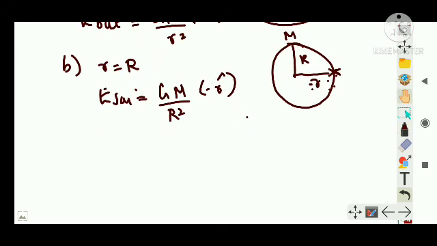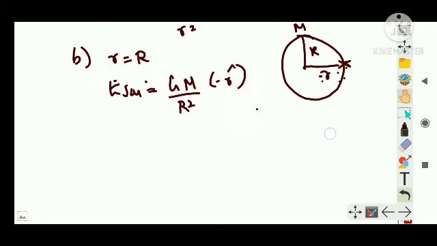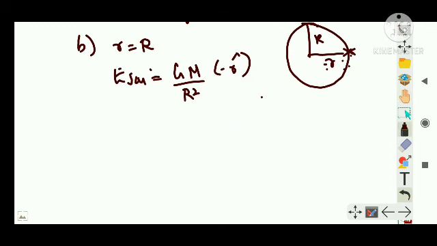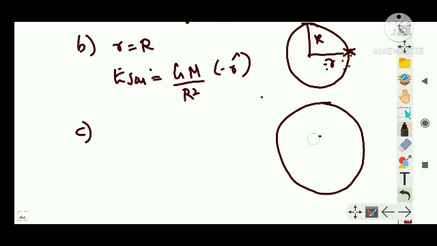Now what happens if this point is inside the sphere? I'm going to consider this is the outer sphere, and I'm going to consider another sphere inside. Let's say the point P is here, at a distance r from the center, and this is the radius R of the sphere, and M is the mass of the solid sphere. We have talked about it a little bit while solving the case of acceleration due to gravity due to depth, right?